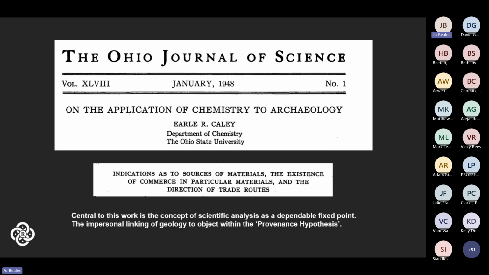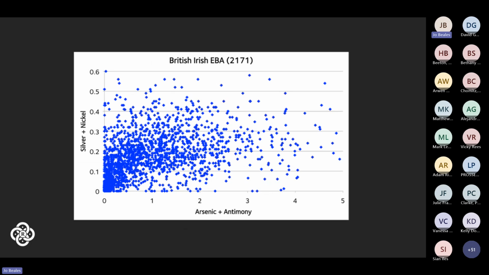When this kind of idea coalesced over 150 years ago now, central to it is very much a concept of scientific analysis as a dependable fixed point where the science is not up for debate. All the social is stripped away and we have a signal. We have something that we can rely on that then allows further debate and interpretation. And that really has dominated things for a long time within the more and more refined ideas of the provenance hypothesis. And we've got huge data sets to play with for some periods and some places.